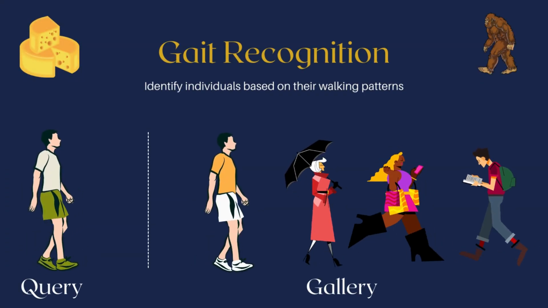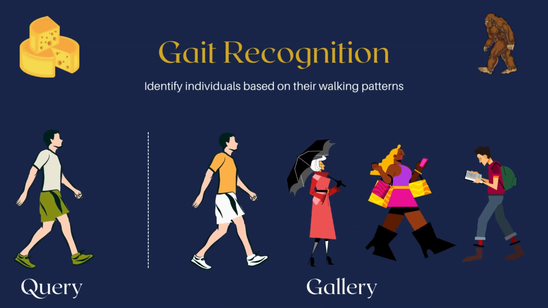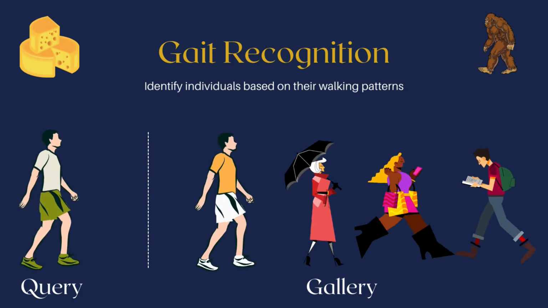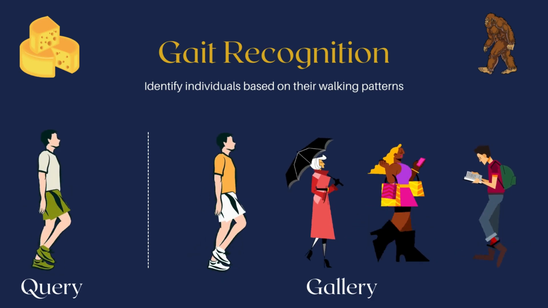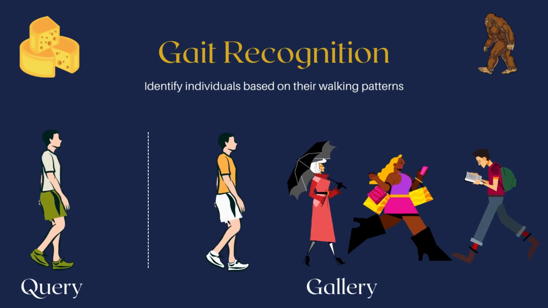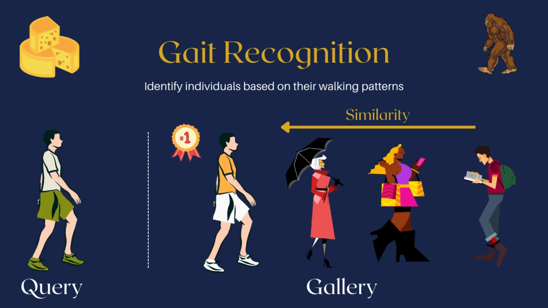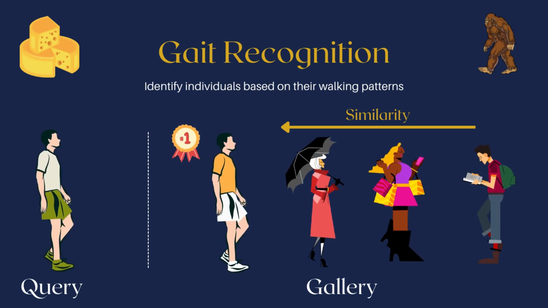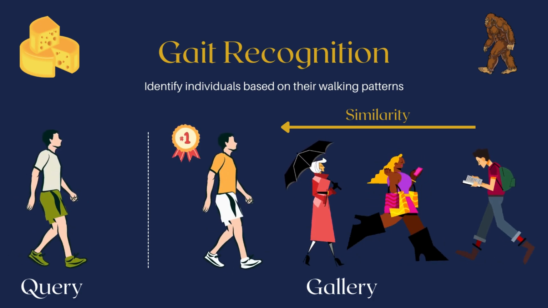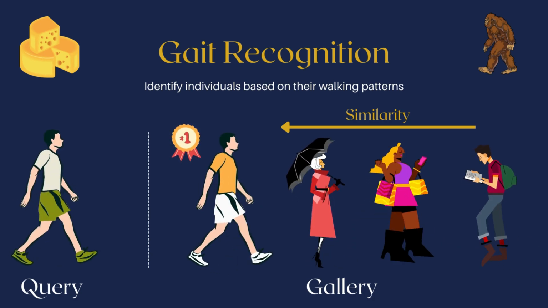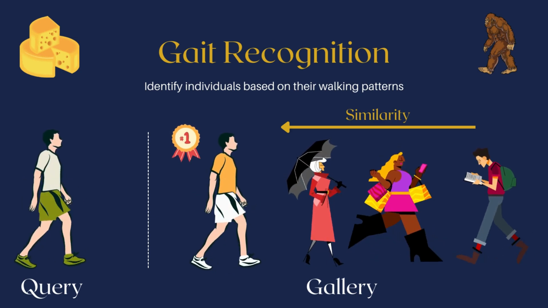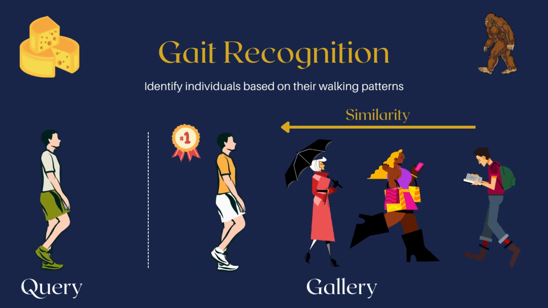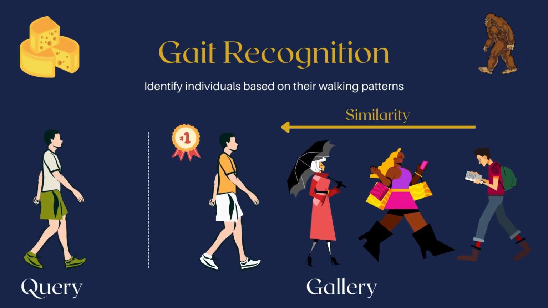First, let's define the gait recognition task. Given a query sequence of a walking person, we would like to find his other sequences in a predefined gallery. A gait recognition model sorts the sequences in the gallery based on their similarity to the query. In this example, the correct sequence appears first. Gait benchmarks are evaluated with rank 1, which is the accuracy of the closest match.